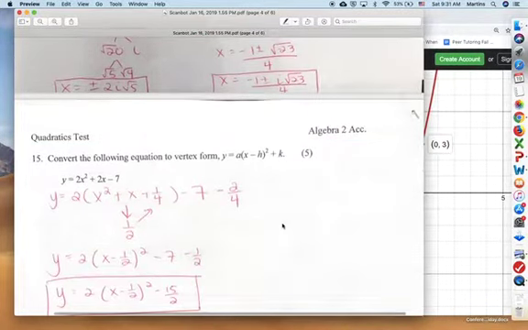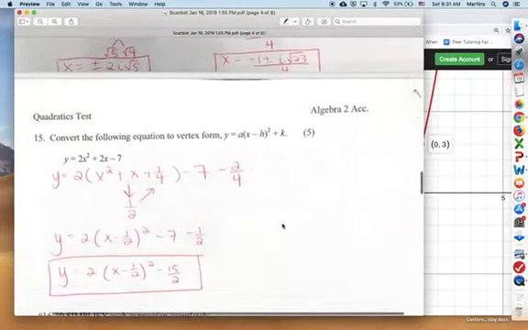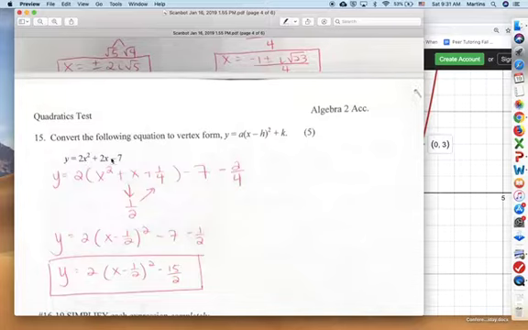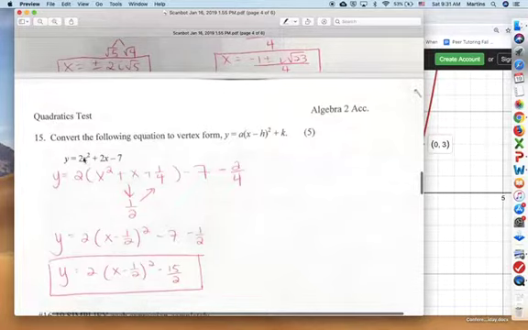Number 15, convert the following equation to vertex form. y equals a times quantity x minus h squared plus k. Okay, so I'm basically sending the negative 7 off to the right. Okay, and then I've got 2 times x squared plus x, right? I've factored out that 2, so that leaves behind only an x squared and only an x. And then this is a blank at this point that I want to fill in.